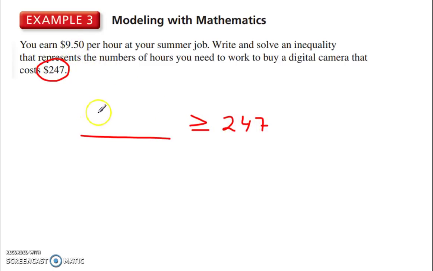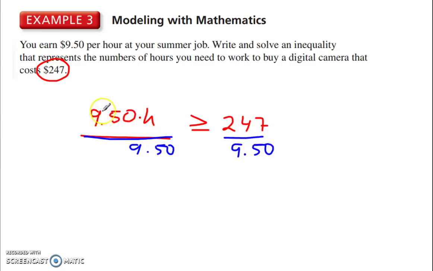You make $9.50 per hour, so $9.50 times h is greater than or equal to 247. In order to solve that, we're going to divide by $9.50 on each side, and that cancels out. The number of hours is greater than or equal to 26. So you need to work at least 26 hours.